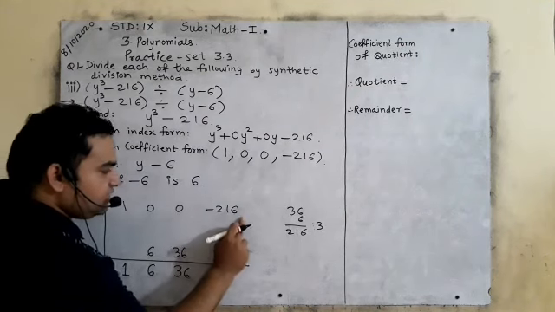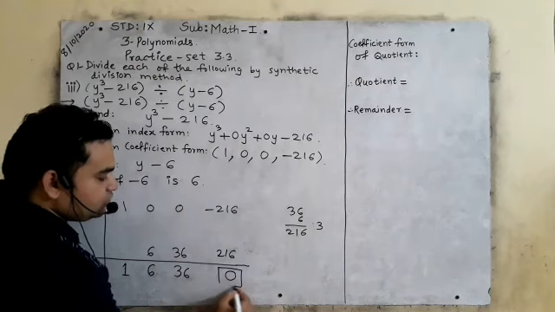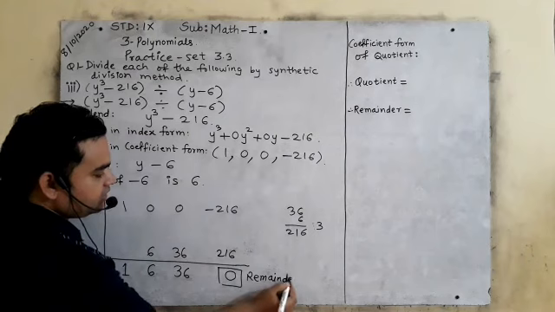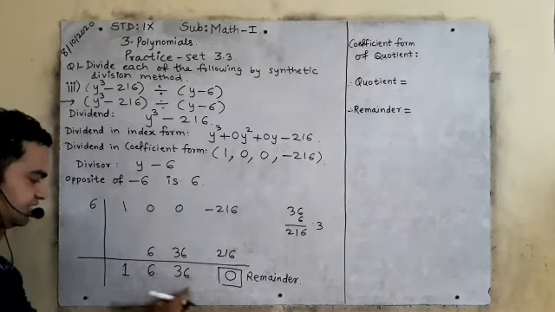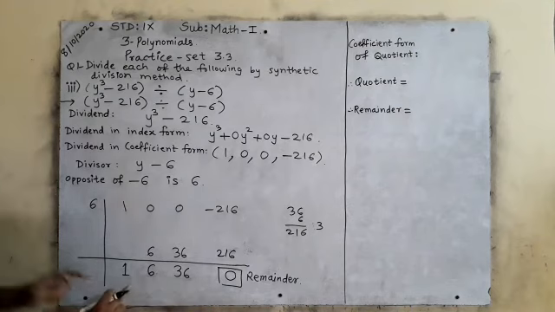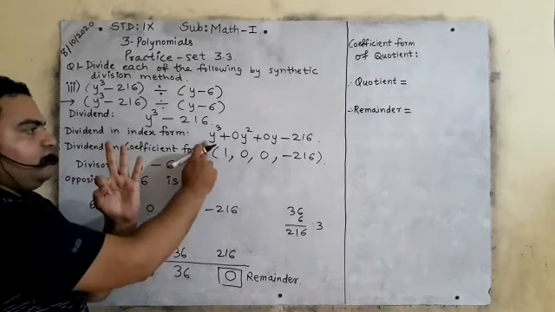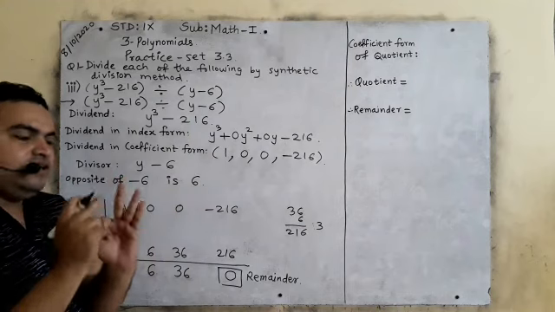So what will be the answer here? This is minus 216, this is plus 216, it will be 0. So the last number is considered as the remainder, right? Then what are these 1, 6 and 36? These are the quotient. So how many terms? 1, 2, 3. There are 3 terms. So you will use y only, right? With these numbers you will use y only. Which degree?